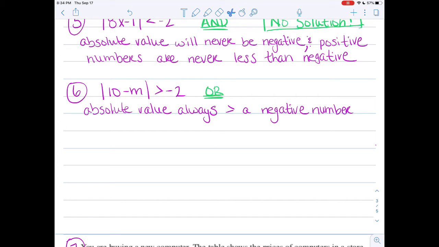value of m here. It doesn't matter whether m is a fraction, a decimal, the tiniest number that you can think of, or the biggest number that you can think of. It's always going to be bigger than a negative number when you take the absolute value of 10 minus m. So what does that mean for us? Well, the opposite of no solution. It means that everything is a solution, or all real numbers. And remember that you can abbreviate all real numbers with that funny looking R. So that is our solution, is that all real numbers are solutions.